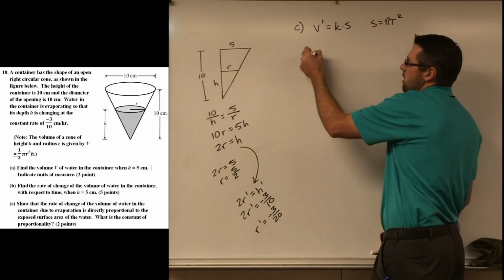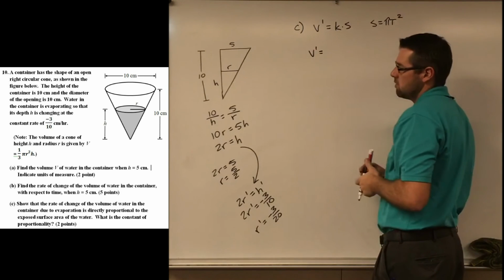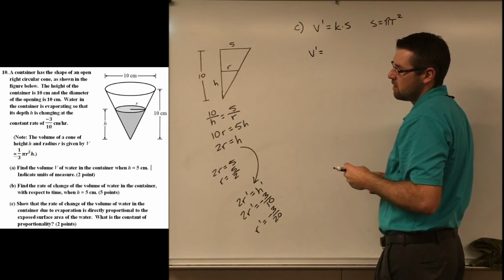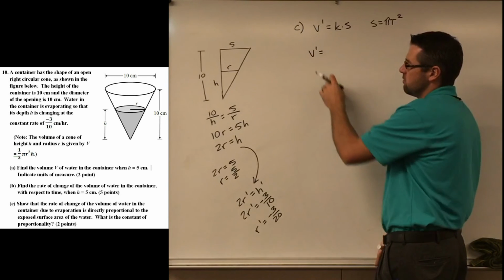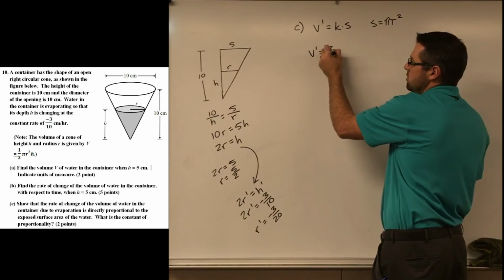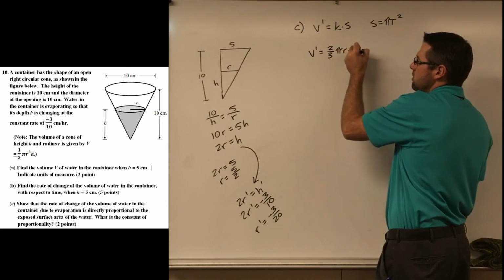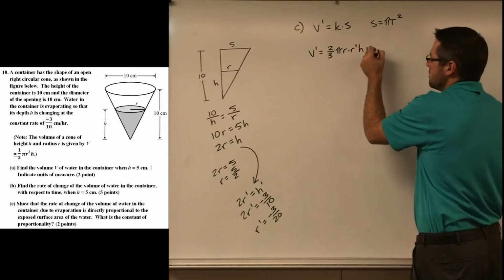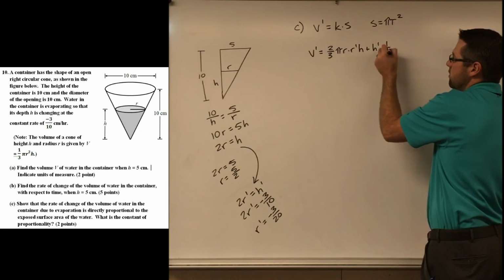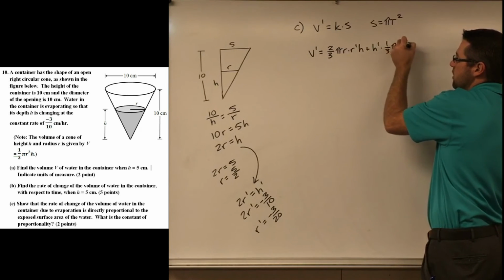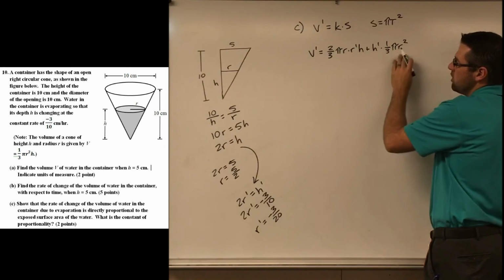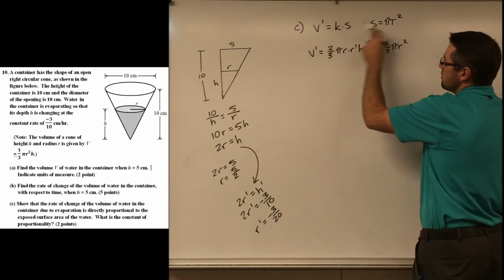Now we already figured out what V prime was. What was V prime? 1/3 pi r. That's true, but go back to the original function. It was 2/3 pi r times r prime times h plus h prime times 1/3 pi r squared, right? Yeah. Okay. So our goal is to make this look like this.